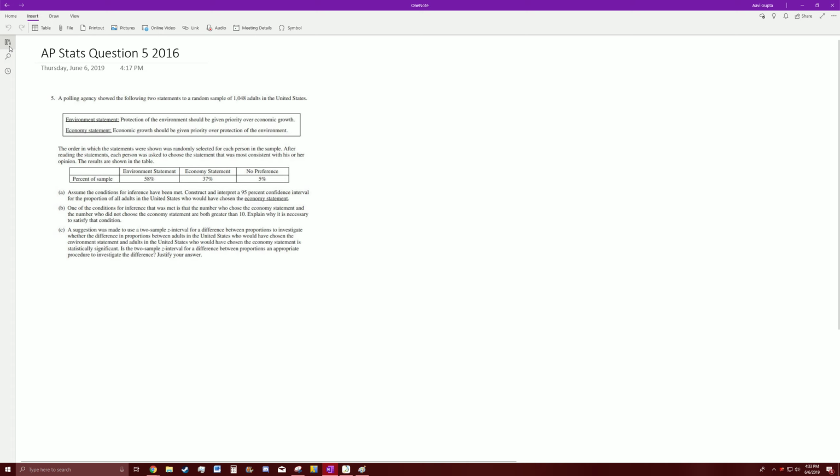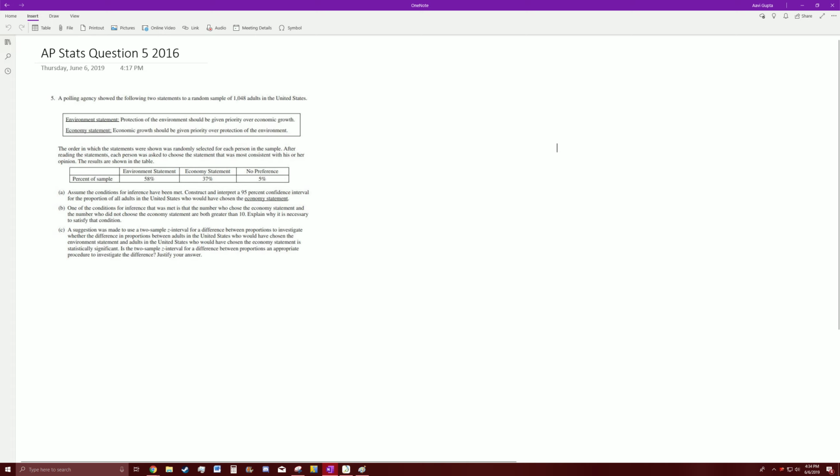The order in which the statements were shown was randomly selected for each person in the sample. After reading the statements, each person was asked to choose a statement that was most consistent with his or her opinion. The results are shown in the table below. Percent of samples: 58% said environment statement, 37% said economy statement, 5% said no preference. Assume the conditions for inference have been met. Construct and interpret a 95% confidence interval for the proportion of all adults in the U.S. who would have chosen the economy statement. So make sure we're looking at economy.